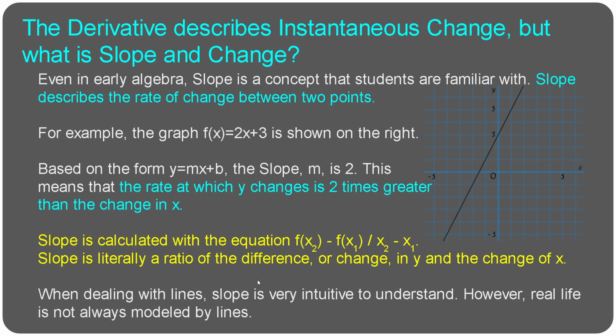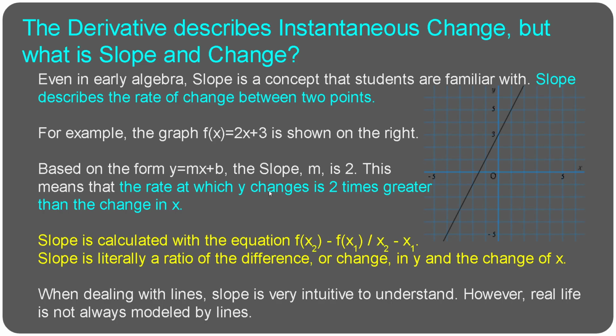So the derivative describes instantaneous change, but what is slope and what is change? Even in early algebra, many students are familiar that slope describes the rate of change between 2 points. This is f of x is equal to 2x plus 3. And by using this slope form that many people are familiar with, the rate at which y changes is 2 times greater than the change in x. Slope is calculated with this equation right here, which means that it is literally just a ratio or comparison of the change in y and the change in x.